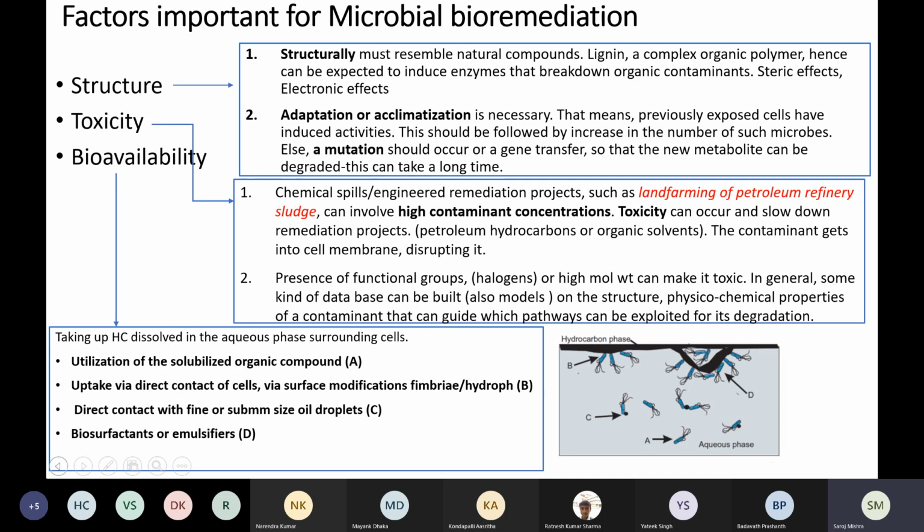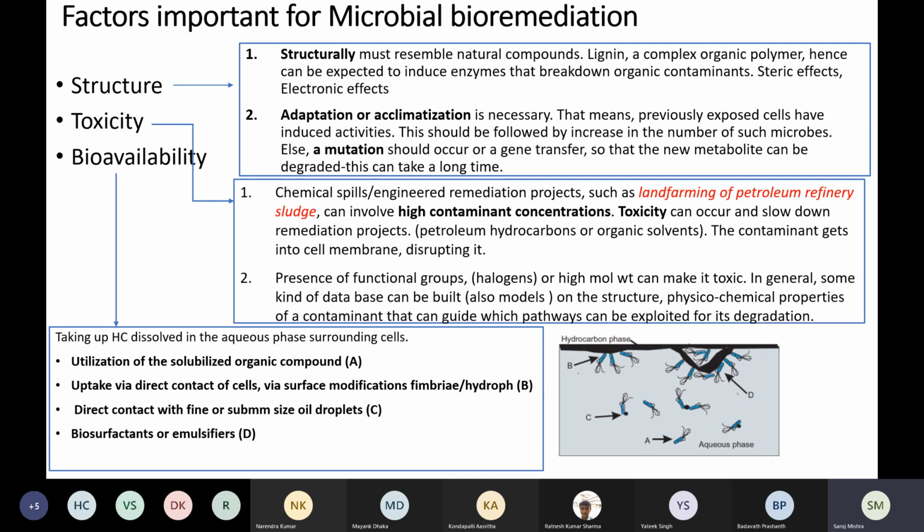Or finally, biosurfactants or emulsifiers. In C you had the direct contact, and D is a biosurfactant or an emulsifier. Many microbes also make these emulsifiers or biosurfactants. These are like missiles to which both the microorganism as well as the oil droplets get attached, which allows the microorganisms to make an intimate contact with the oil droplets or with the hydrocarbon molecules.